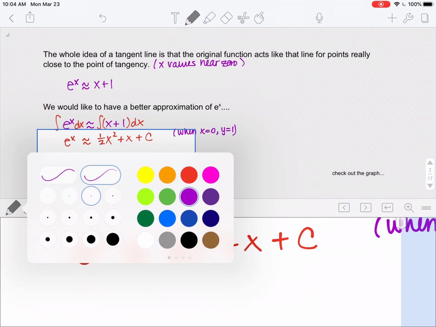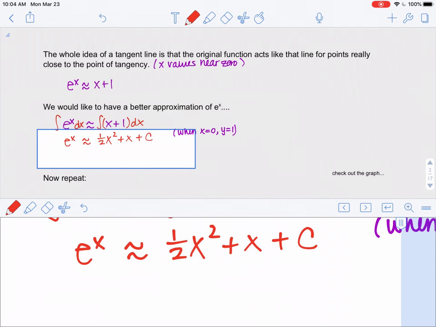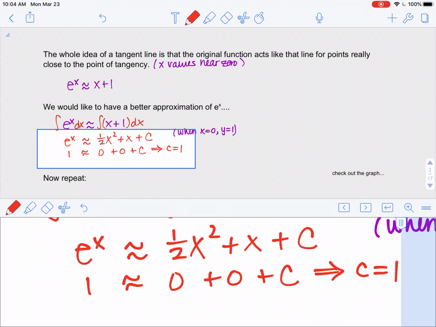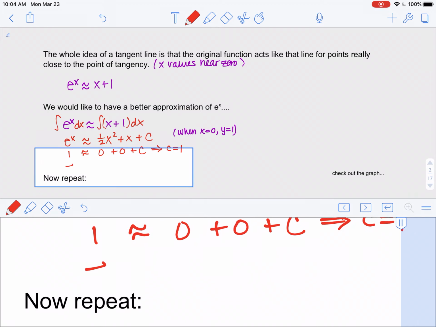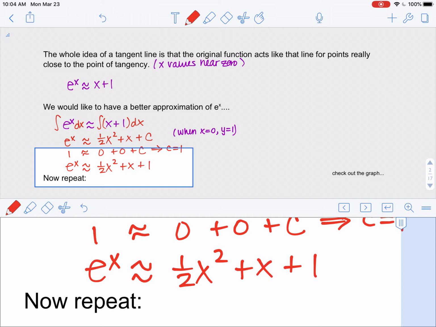And so if I make that substitution when x is 0, this would be 1, and this would be 0 plus 0 plus c, and so therefore c equals 1. My new approximation of e to the x is 1/2 x squared plus x plus 1.